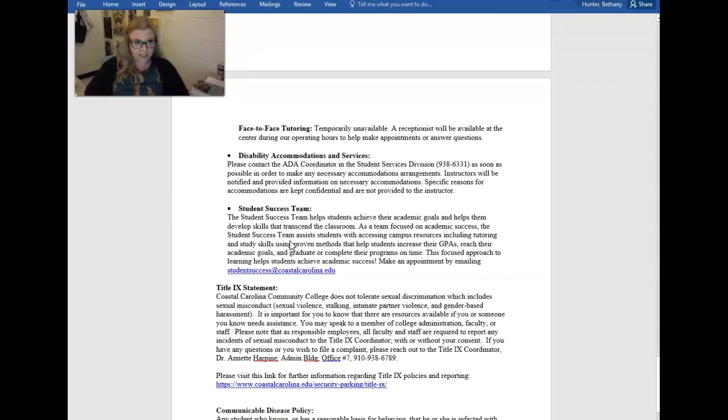Disability accommodations. If you need those accommodations, I've actually probably already gotten an email. And then if you feel like you need them but you don't have them, go ahead and contact the ADA coordinator. And here is his phone number. We have a new guy, so I can't remember his name right now.